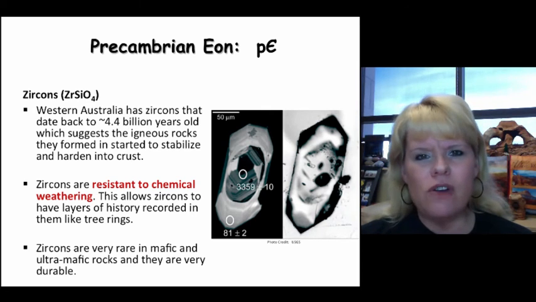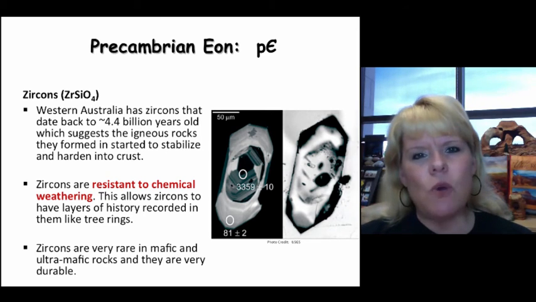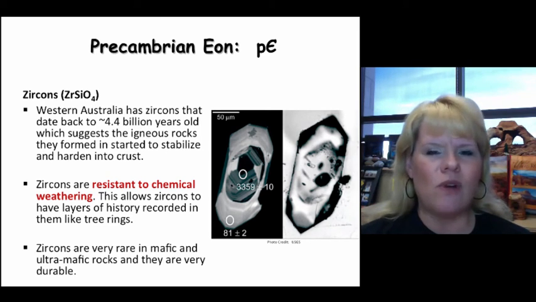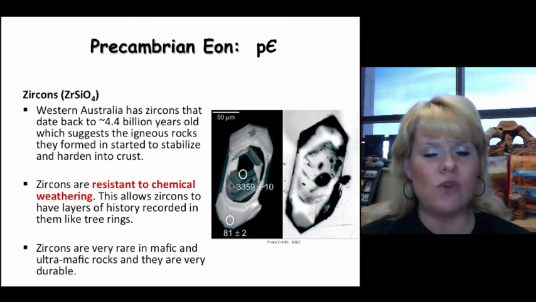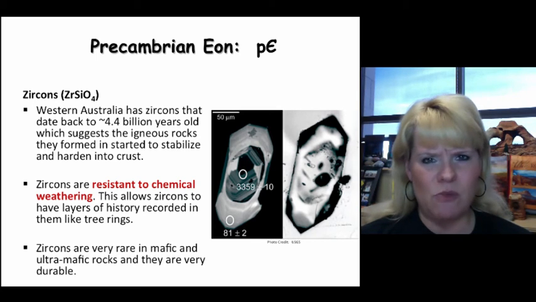Now, on the Mohs hardness scale, they're not as hard as something like topaz or something like corundum or diamonds, but they're still nevertheless very, very durable. But what's important is they have a very, very hot crystallization point.